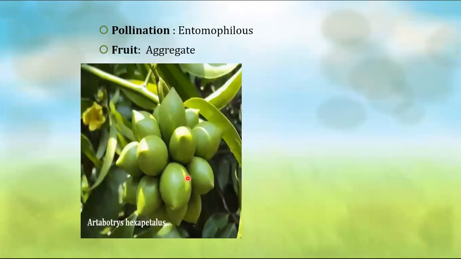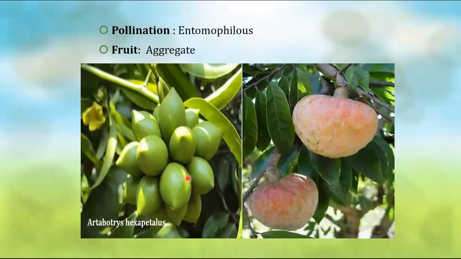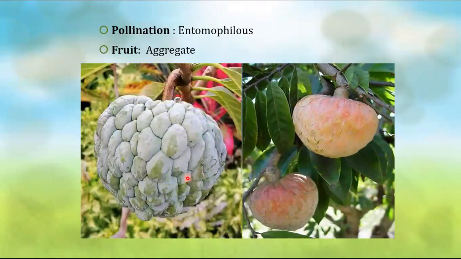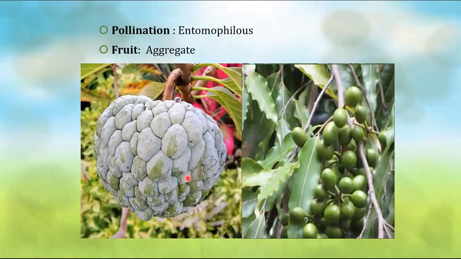Okay, look at some fruits. It is an example, Artabotrys. This is the fruit of Annona reticulata, ramphal, Annona squamosa, custard apple, and Ashoka tree. These are the four examples. These are the four aggregate type of fruits.